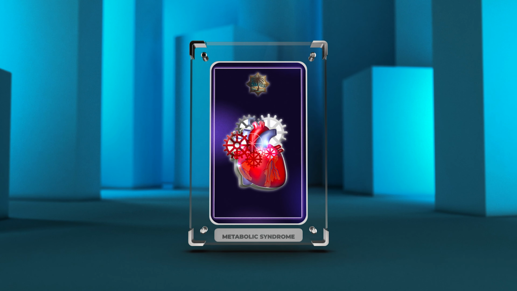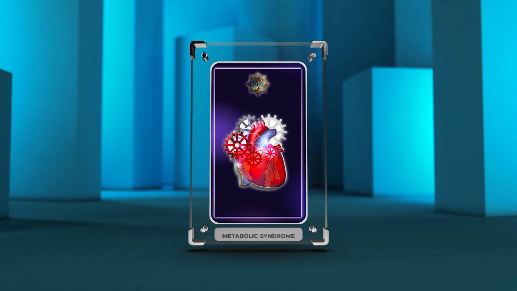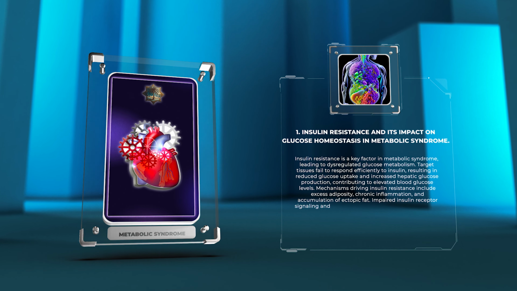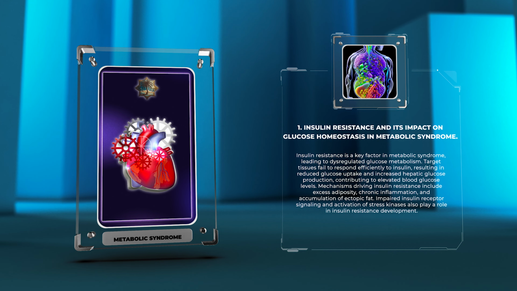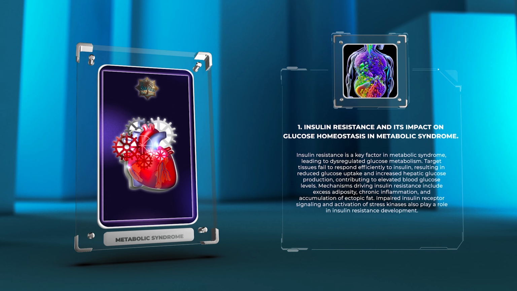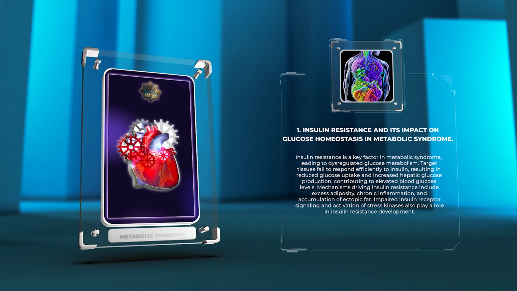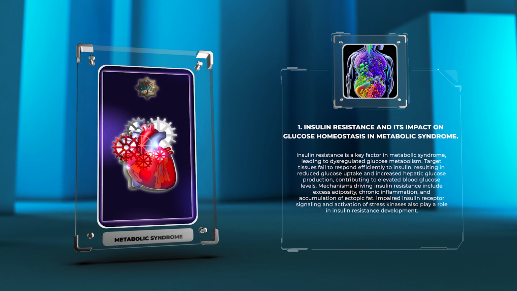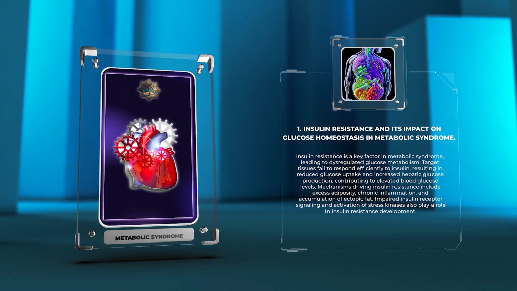In order to fully understand the pathophysiology of metabolic syndrome, it is important to explore the intricate mechanisms underlying each component of this syndrome. Insulin resistance is a key factor in metabolic syndrome, leading to dysregulated glucose metabolism. Target tissues fail to respond efficiently to insulin, resulting in reduced glucose uptake and increased hepatic glucose production, contributing to elevated blood glucose levels. Mechanisms driving insulin resistance include excess adiposity, chronic inflammation, and accumulation of ectopic fat. Impaired insulin receptor signaling and activation of stress kinases also play a role in insulin resistance development.